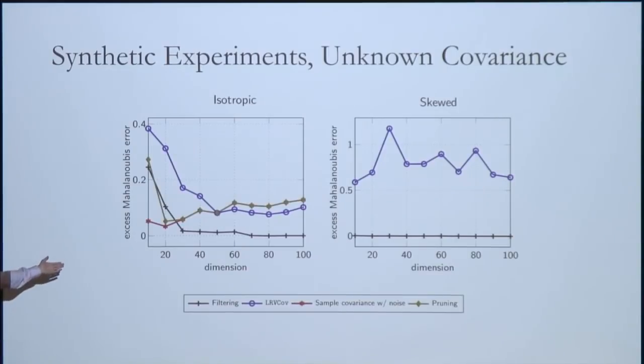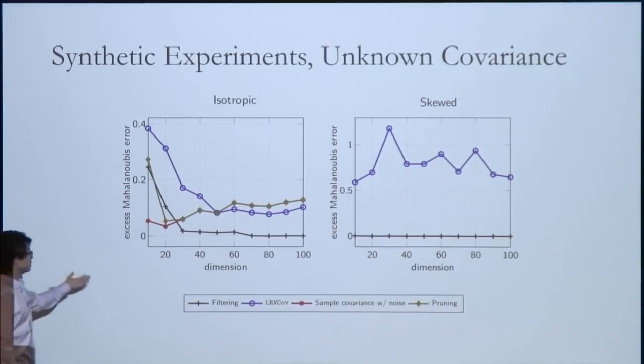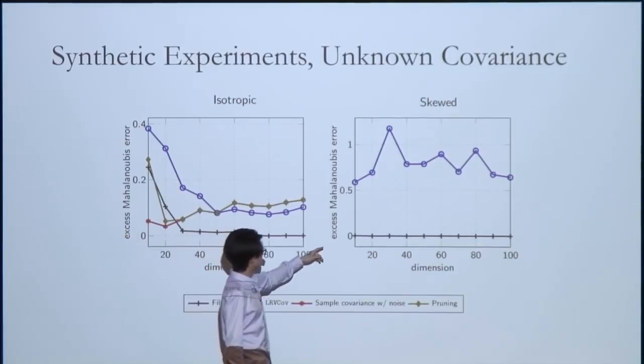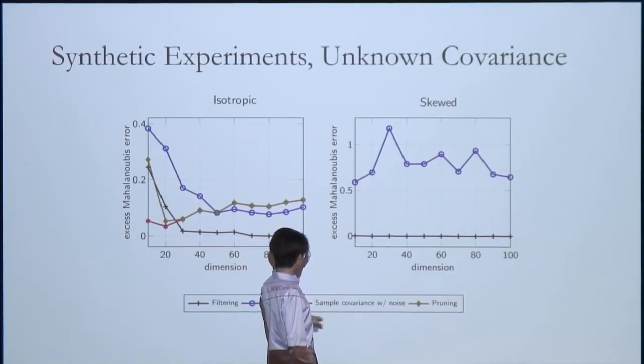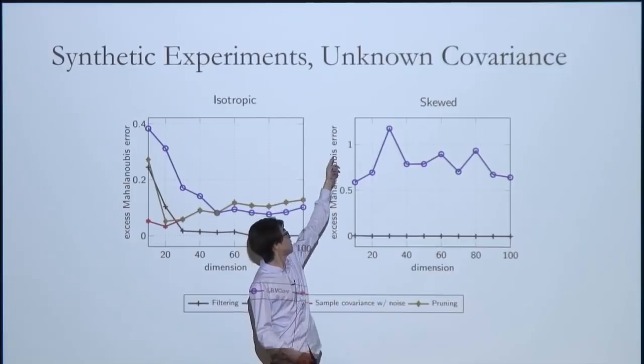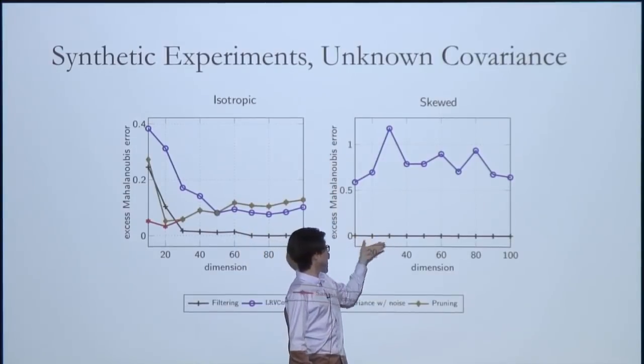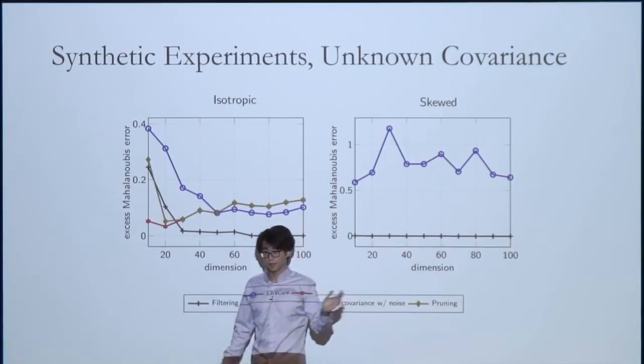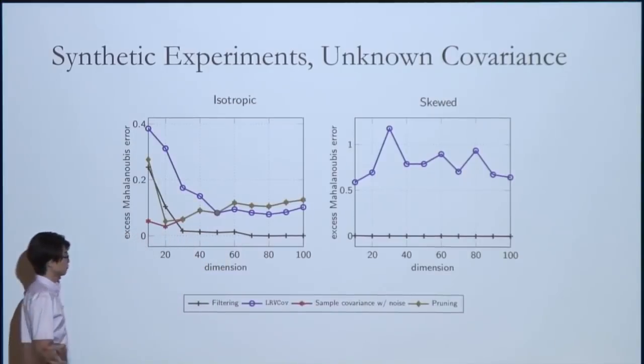And as you can see, in the isotropic case, a lot of things do well, and ours does the best as the dimensionality grows. But in the skewed case, we have a really marked difference. When data is a bit skewed, I can't even plot the performance of these baselines because they're up there, and ours is still almost 0.